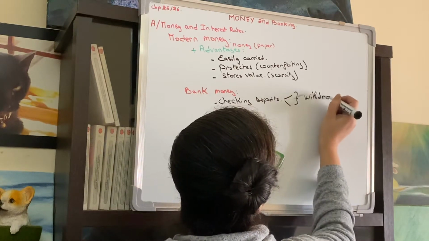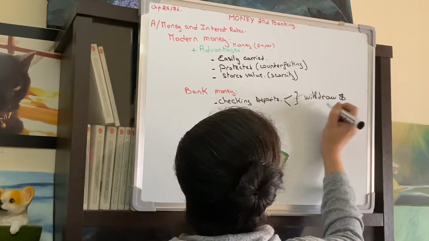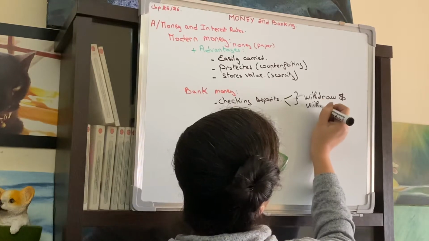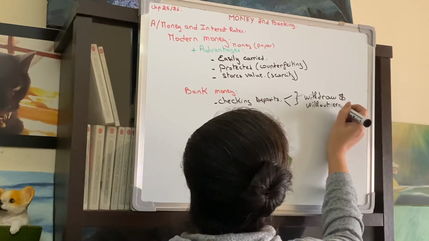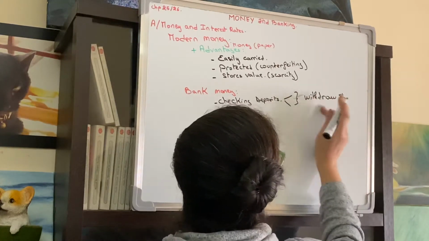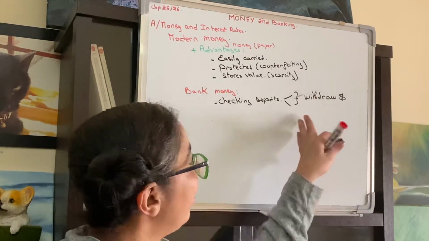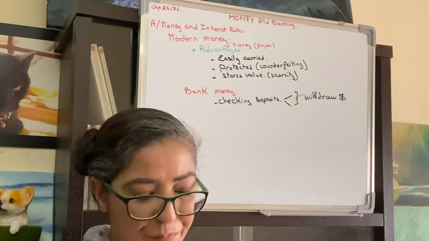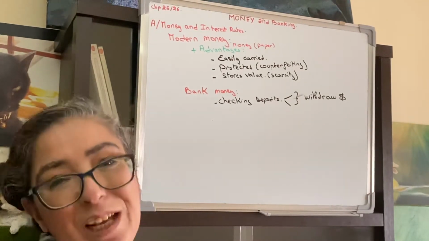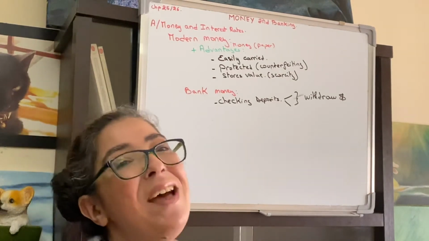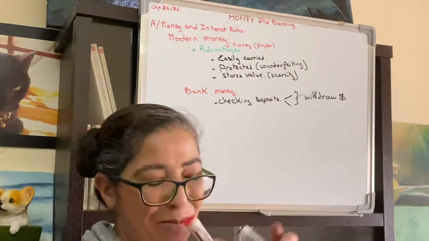Withdraw money without credit. Okay, we're not talking about credit. We're going to see this later. Now we're going to see the components of money, and you're going to have M1 and M2.